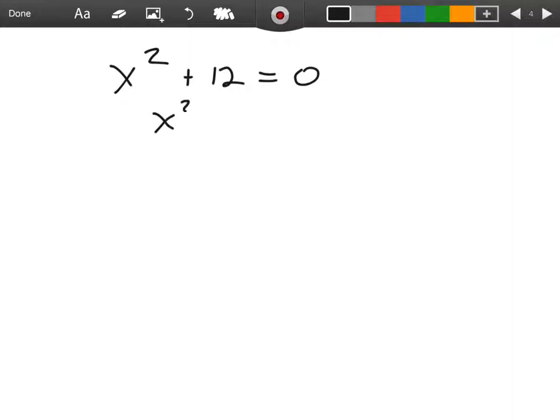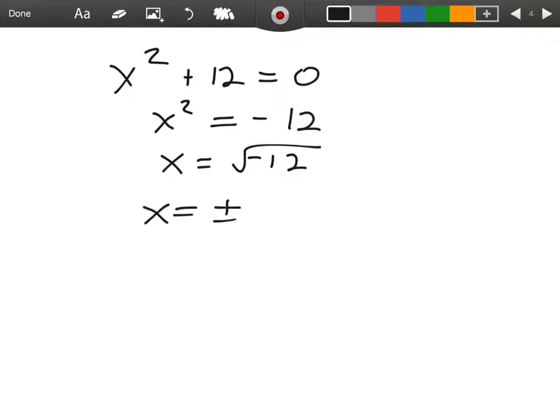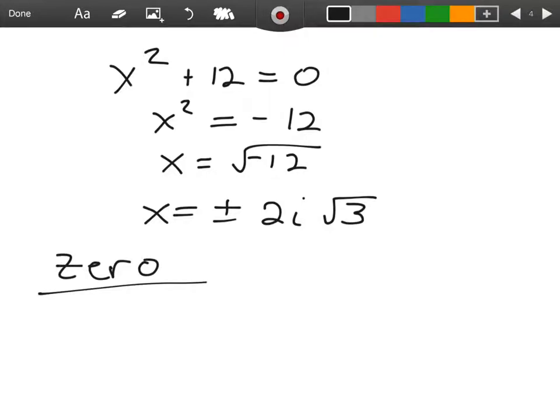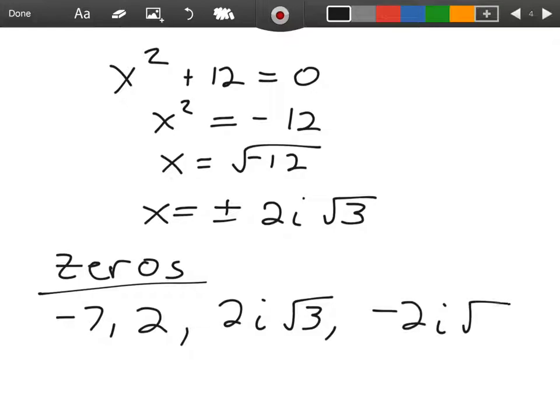Finish that. We get the square root of negative 12, which is plus or minus 2i square root of 3. So for my polynomial, we had negative 7 and 2 as zeros, and then we have 2i square root of 3 and negative 2i square root of 3. And that's how we find all the zeros using the calculator, because technology always helps.